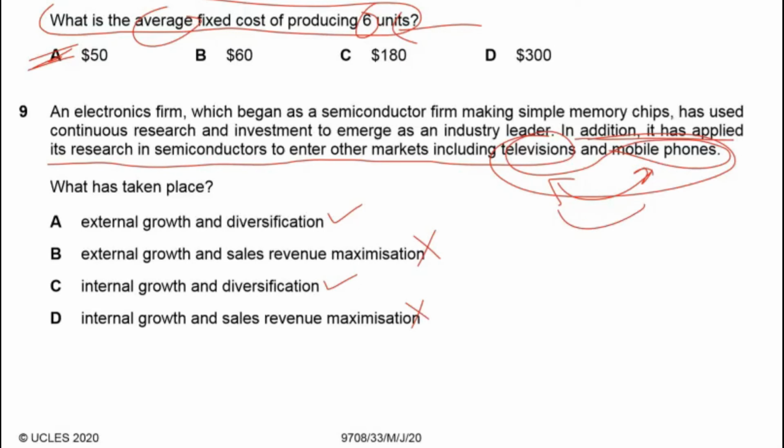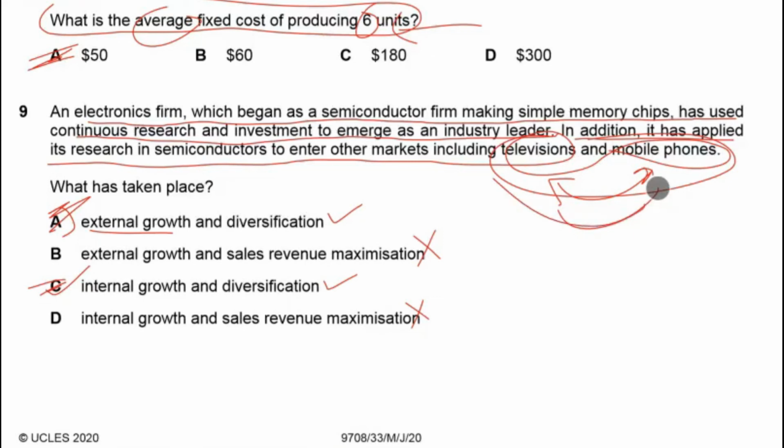And now we can read the first statement. An electronics firm which began as a semiconductor firm making simple memory chips has used continuous research and investment to emerge as an industry leader. So it is using its own resources. When a business is using its own resources to emerge or become large, that is internal growth, and the business is not merging with someone else. External growth is when a firm merges with some other firm and becomes large by merging. And when it uses its own resources, its own research, development, and investment, then it is called internal growth. So C is the correct answer.